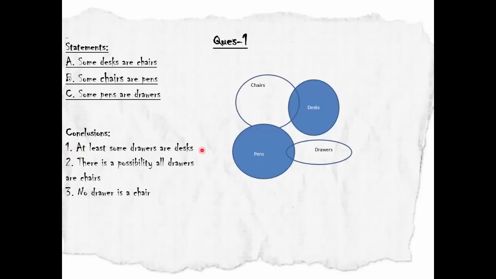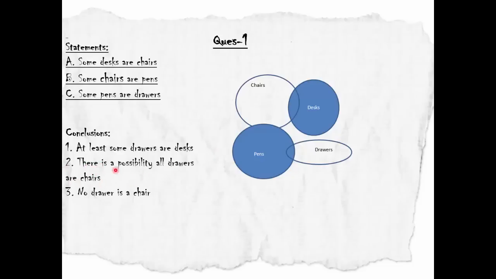Which all conclusions are always valid. Let us see conclusion 1. At least some drawers are desks. So here is desk, here is drawer. Is it true that there has to be some portion of drawers which are desks? No, right? Here we can't see. It is a possibility that at least some drawers are desks, but saying that this is a definite conclusion would be false. There is a possibility all drawers are chairs.